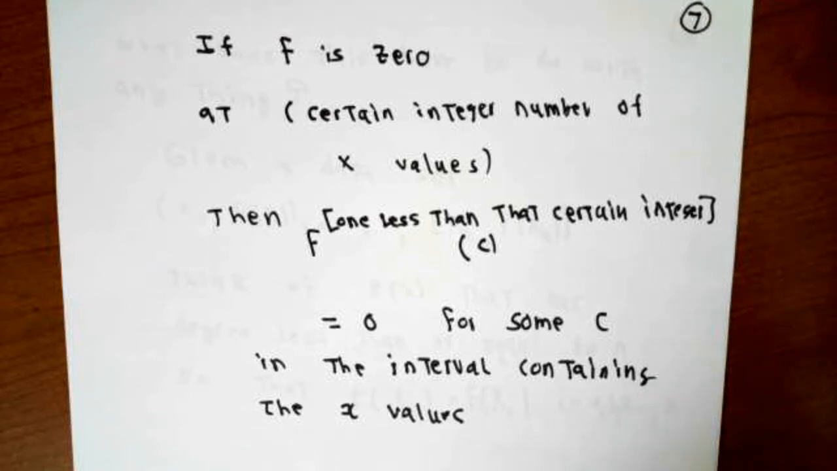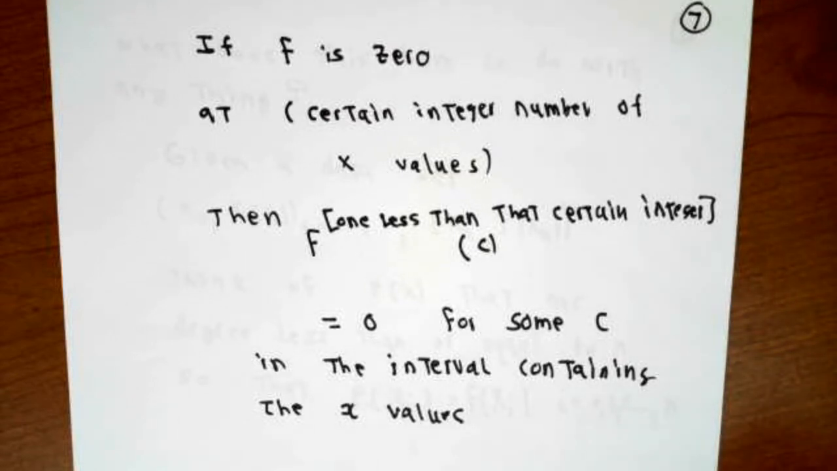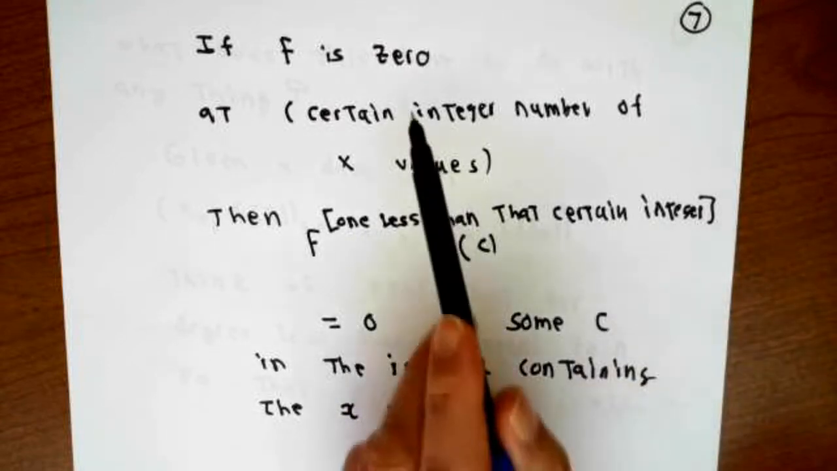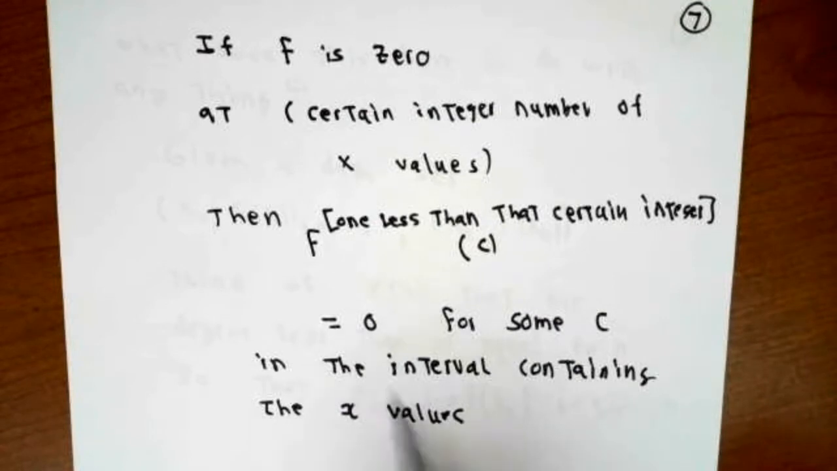So if you think about the general pattern here, if function f is 0 at a certain number of places, this means that there's a number c where the derivative of order 1 less than that certain number of places must be 0.